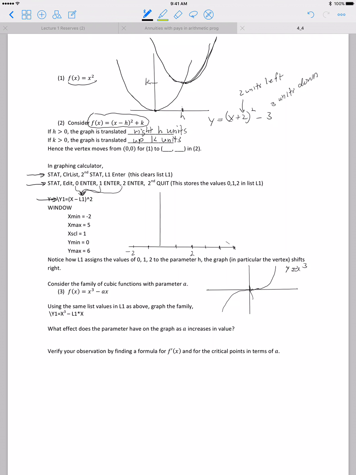So in order to graph it, let's choose a common window. Put negative 2 for x min, place 5 in for x max. You can put a scale of 1 if you wish, or turn it off, it doesn't matter. Put 0 in for y min and 6 in for y max. So go ahead and pause your calculator if you haven't done all that, and then come back to the video.